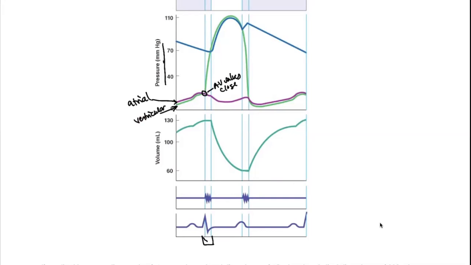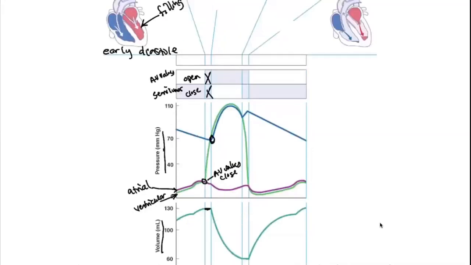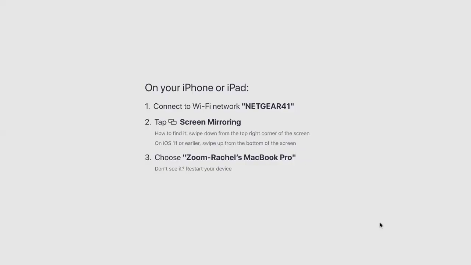And so what you're seeing here is AV valves, and this is semilunar. These are closed, and these are open, and here's where they're all closed. And here at this point is where ventricular pressure exceeds aortic pressure, because again, this is aortic pressure. This is atrial.